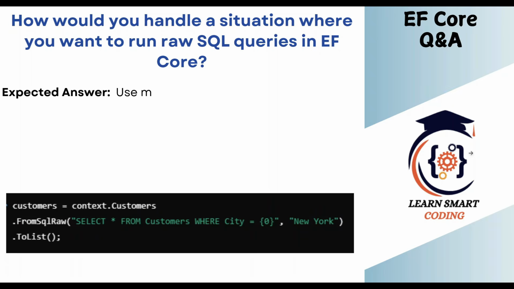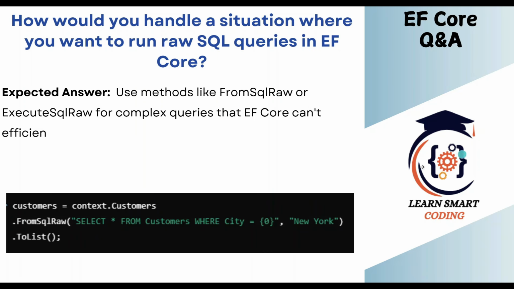Alright, next is, how would you handle a situation where you wanted to run a raw SQL query in EF Core? Basically, if you have a query like this, select star from customer, a table name, where you're applying some filter. If you wanted to run such a raw query, it's easy. You need to use context.anyTable.FromSqlRaw. If you do that and pass the query and then do a .ToList or whatever next action, it will execute and convert into your data set. So this is possible in EF Core. It's not like you cannot run a raw SQL query. You can do it.